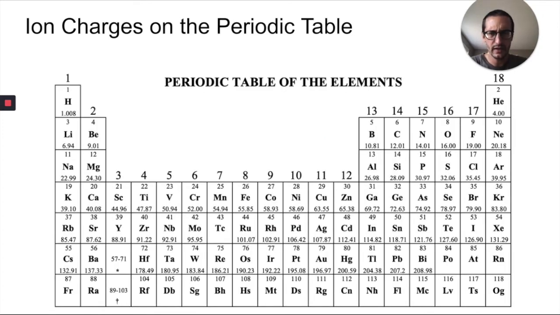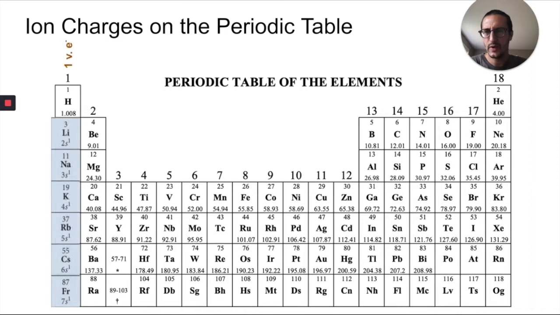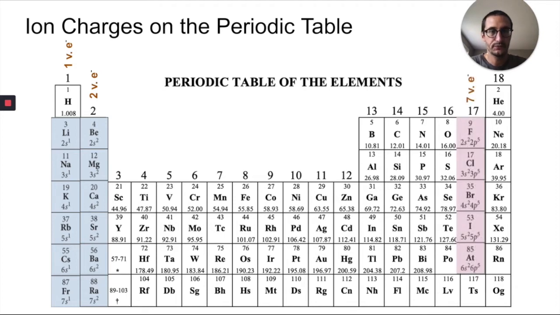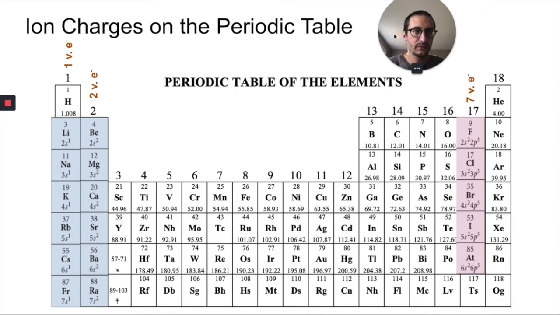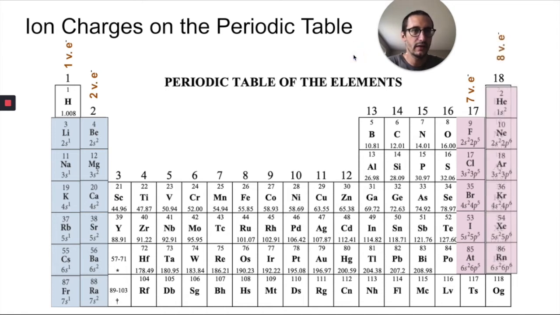Going back to the periodic table, we can remember the elements in a group always have the same number of valence electrons. So the alkali metals, they all have one valence electron. The alkaline earth metals, they all have 2 valence electrons. The halogens, they all have 7 valence electrons. If we look at the noble gases, they all have 8 valence electrons. The exception, of course, is helium, which has 2 valence electrons, but it's still stable.